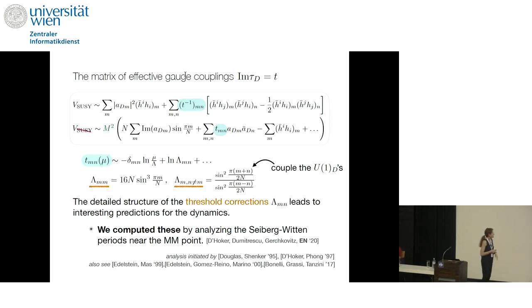Because these were very important objects for us, we actually computed them. We computed them using a purely N=2 analysis of the Seiberg-Witten periods near the multi-monopole points on the moduli space. And so this is another nice example where this SUSY breaking motivation led to some interesting result telling us about the structure of Seiberg-Witten theory.